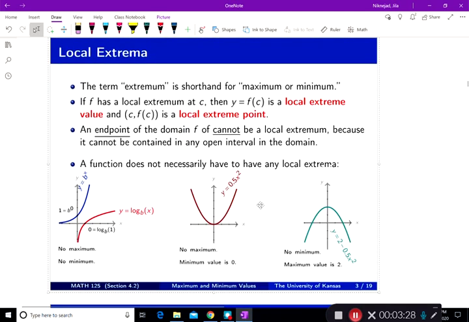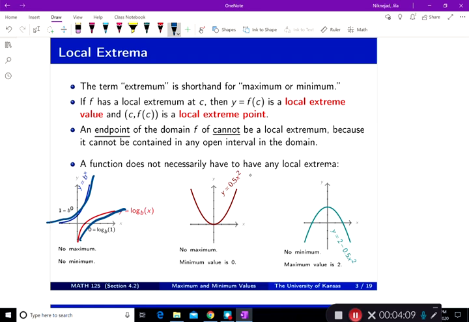So a function does not necessarily have to have any local extrema. Here's an example. y equal to log base b of x looks like this, the shape that is drawn in there rather than the shape that I drew, and it doesn't have any local extrema. Also, y equal to b to the power x is like that too. Neither of them have any local maximum or local minimum.